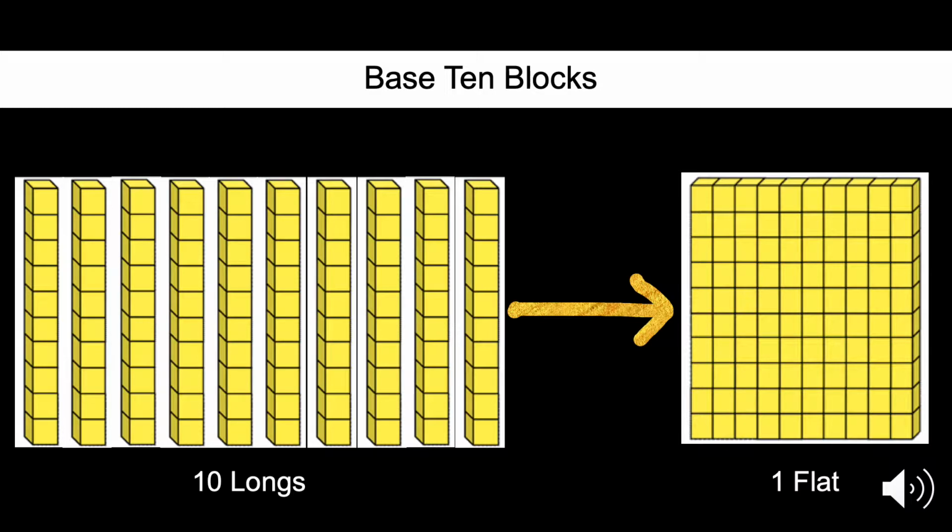This is the same idea when we have 10 longs. That's 10 groups of 10 each. We regroup that into one flat, which is now one big block of 10 columns of 10 blocks, which means 100 blocks total are all put together.